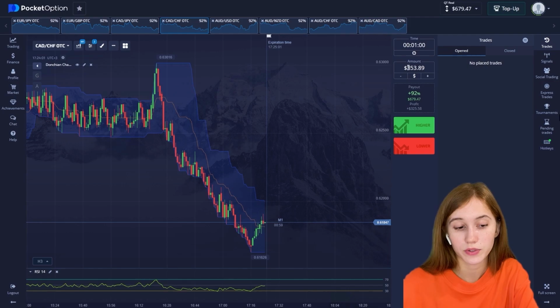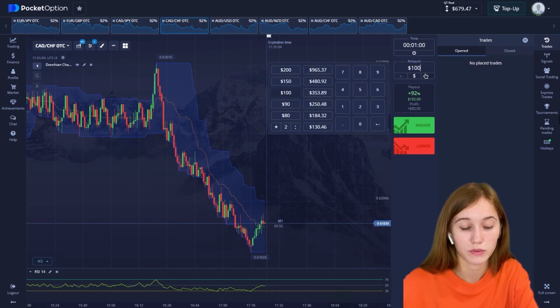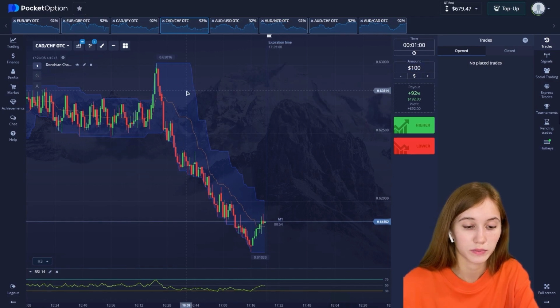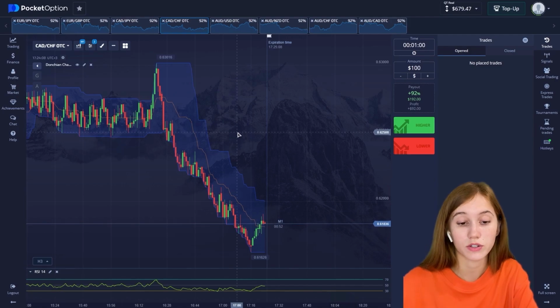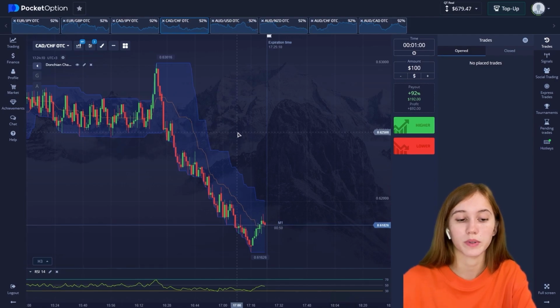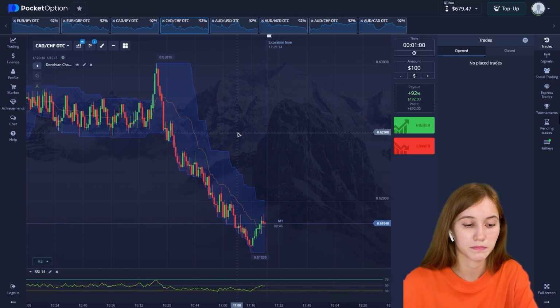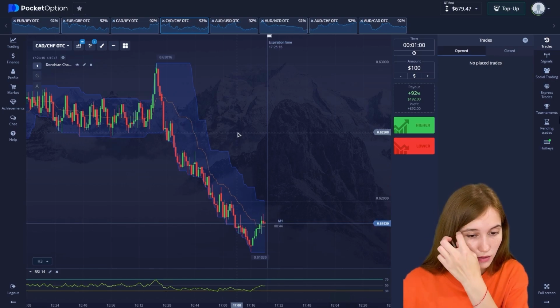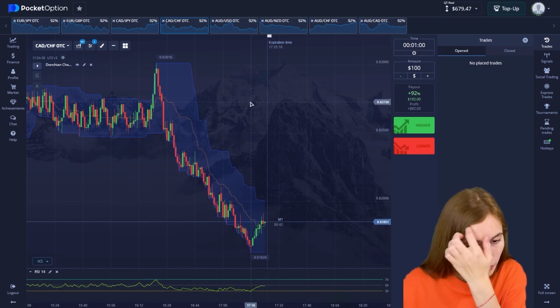Let's reduce our trade amount to 200. We won't take any more risks in general. I always recommend trading with an amount of 5 or 10% of your balance. And we move on to the next concept bar.